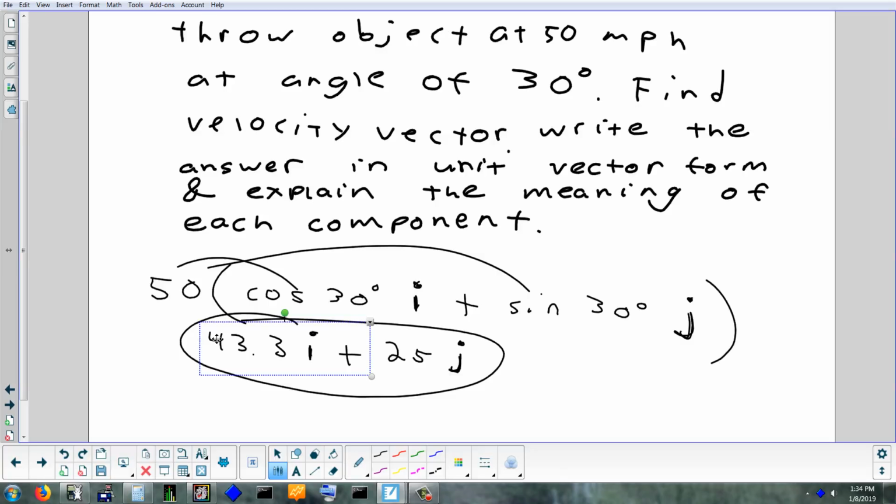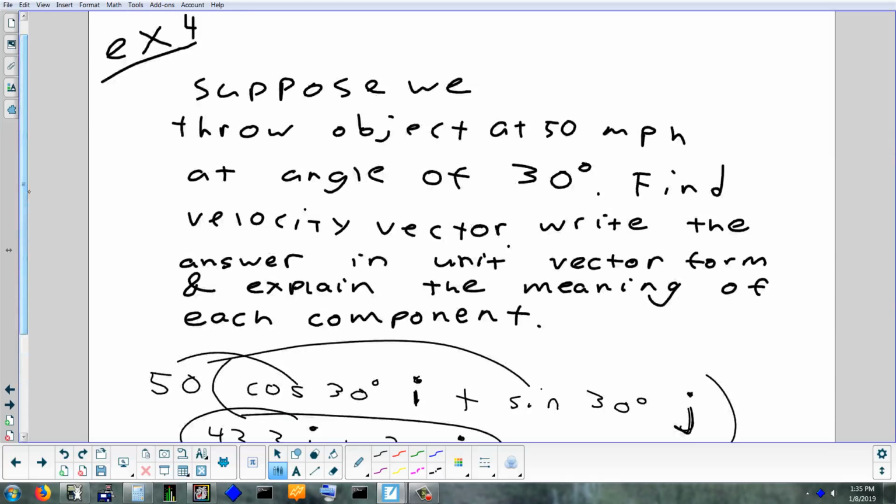What are we measuring in this problem? We're not measuring force. Velocity. We're measuring velocity, speed. So if I was standing right in front of you, and you threw this towards me, and I had a radar gun pointed straight at the object coming at me, it would say this object is coming at me at 43.3 miles an hour.